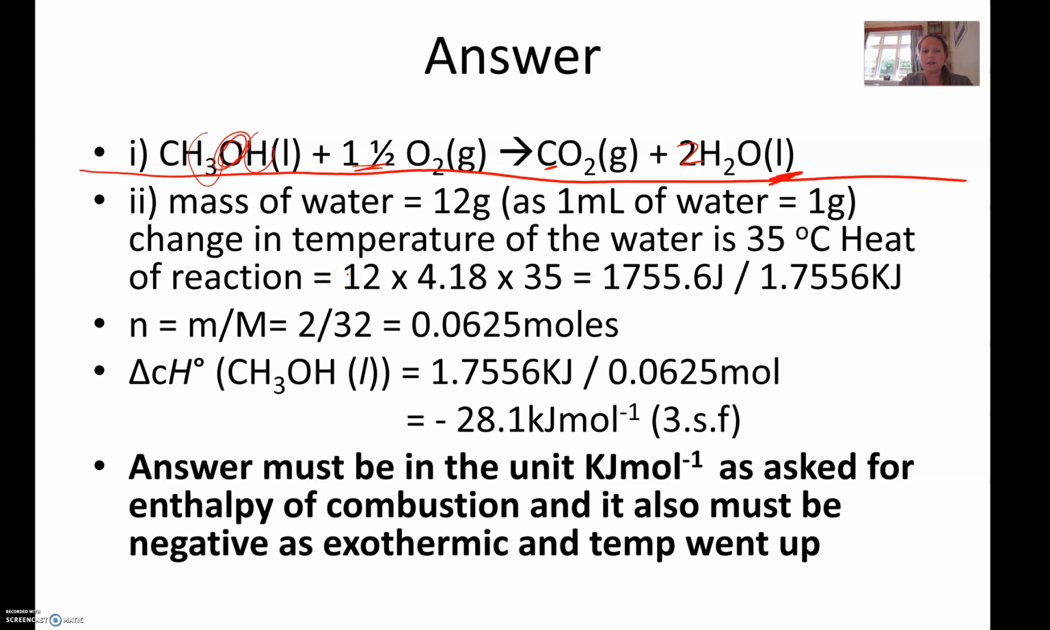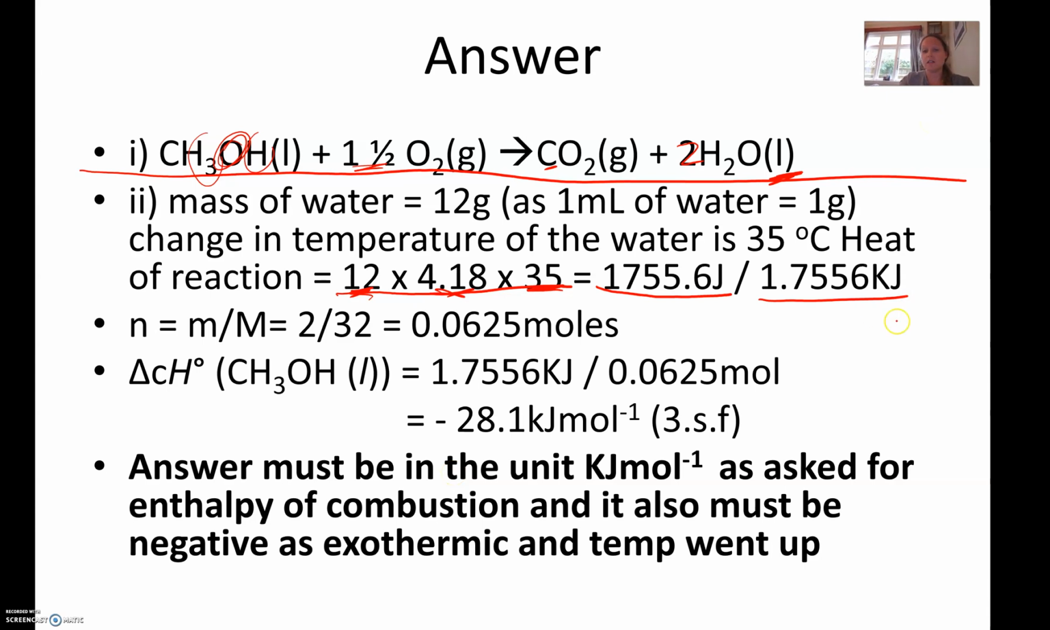Hopefully that makes sense. The next step is to calculate Q. Okay, so Q, you use the mass of water. They said 12 mils, so that's 12 grams. Specific heat capacities are constant, and this is the difference in temperature. So the difference was 35. So when you work that out, you end up with 1,755.6 joules. If we divide that by 1,000, we get 1.7556 kilojoules.